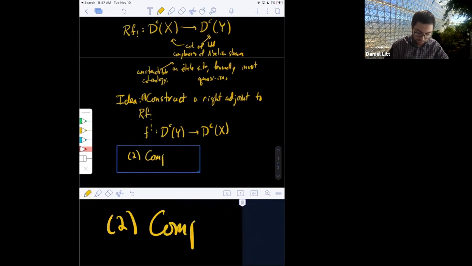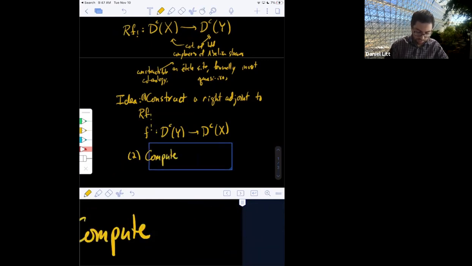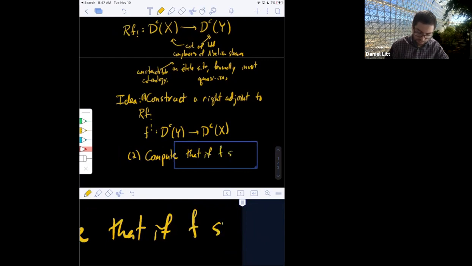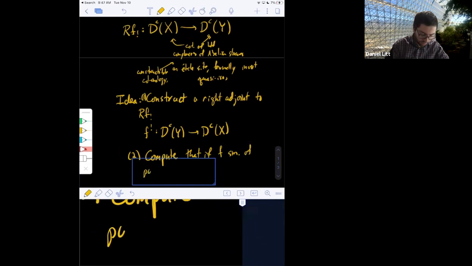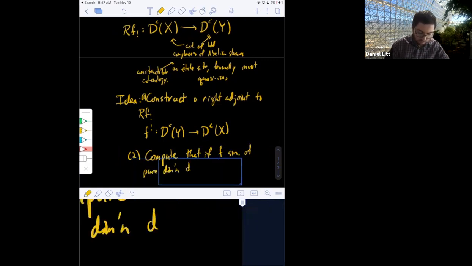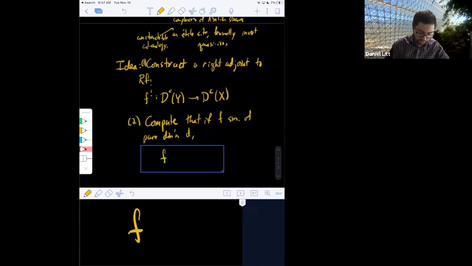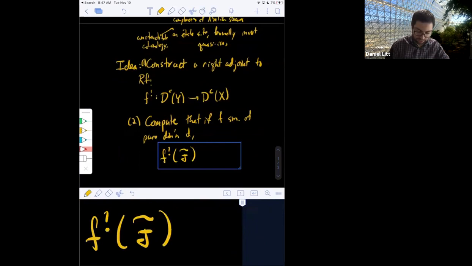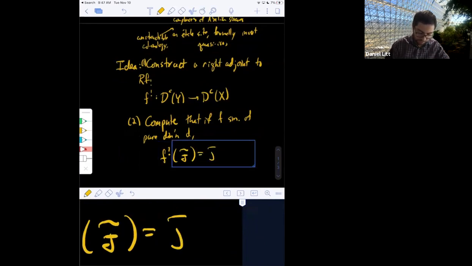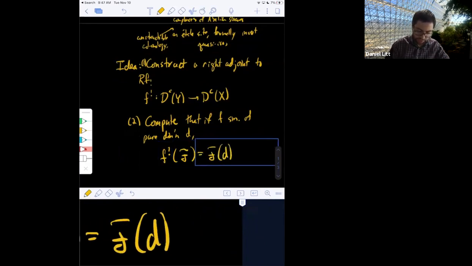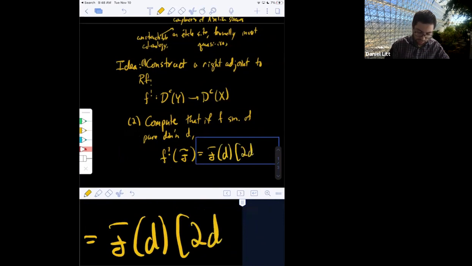So compute that if F is smooth of pure dimension D, then this F upper shriek functor applied to a sheaf or a complex F will be F twisted by D, and then in degree 2D.